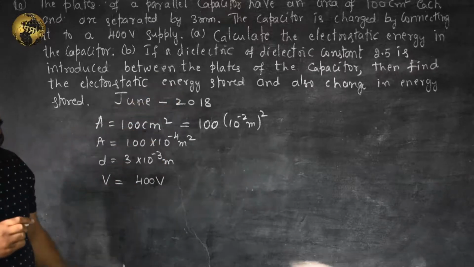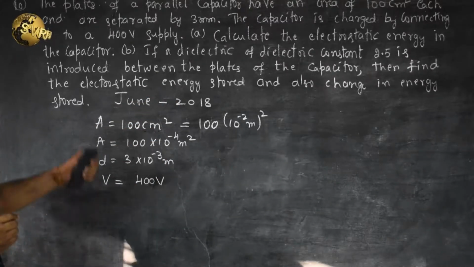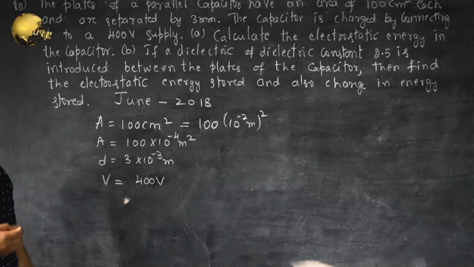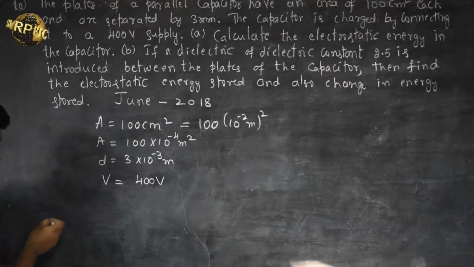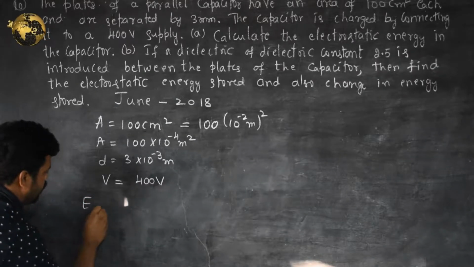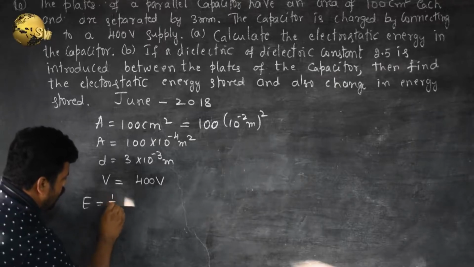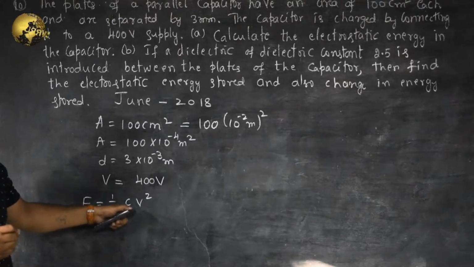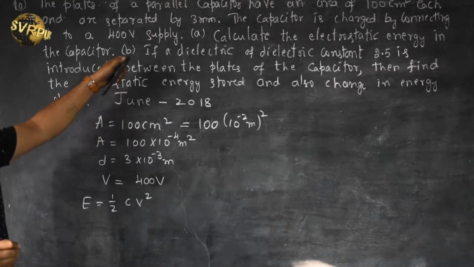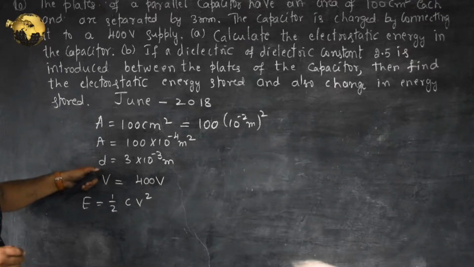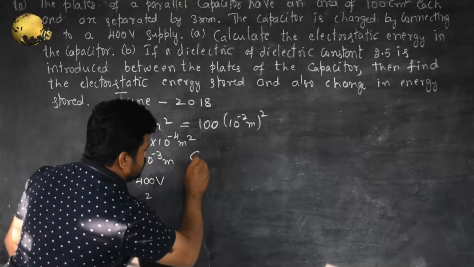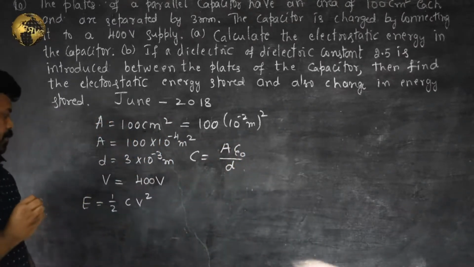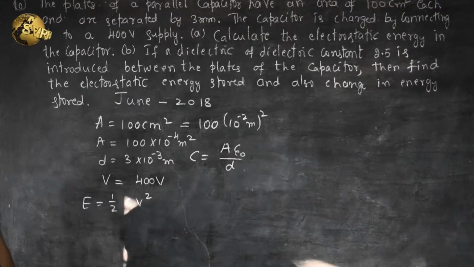Calculate the electrostatic energy in the capacitor. The formula for the energy stored in a capacitor is U equal to half CV square. So we need the capacitance. First we need to calculate the capacitance using A and D. So capacitance C is equal to A epsilon naught divided by D.